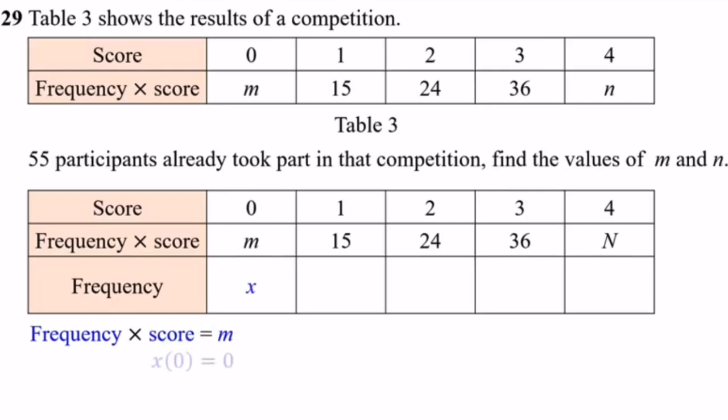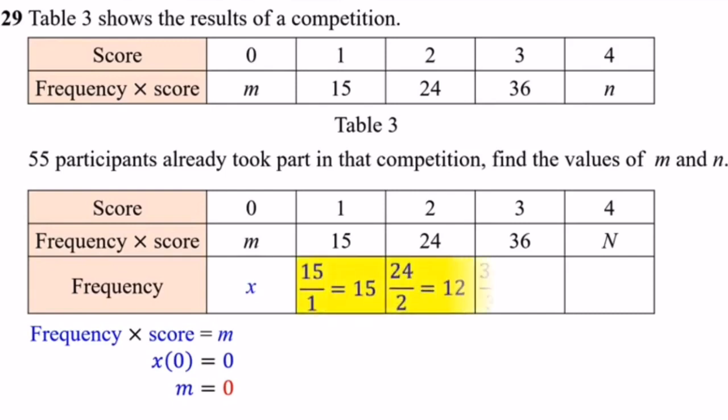Because frequency times the score is equal to m, the frequency x times 0 is equal to m. Anything times 0 is 0, right? So I can say m is equal to 0. So I have solved the m already. Now I need to find the frequency for score 1, 2, 3 and 4. How to find it is you take the frequency times the score divided by score.